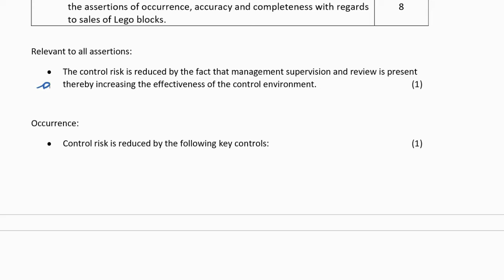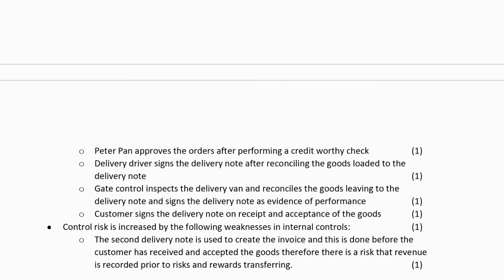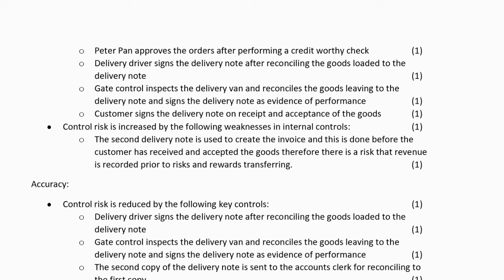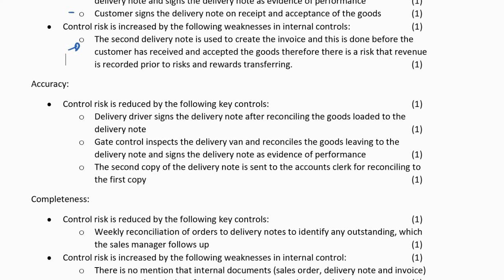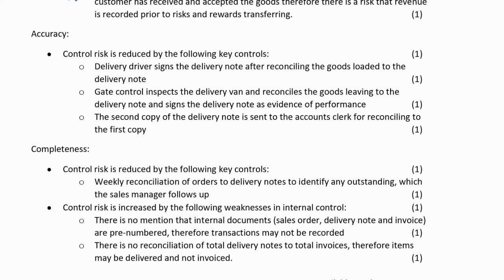In my solution, a few more I put under this. The fact that there is the segregation of duties. The fact that there is that recon by the sales manager. Otherwise, for occurrence, the following that reduce the risk: credit-worthy, delivery driver signing and checking, gate control signing and checking, customer signing and checking. But what weakens it is that the first or the second delivery note is used, and that's before the customer actually accepts the goods. For accuracy, they've gone and said, again, both of those two risks earlier, the reconciling, and then the second copy is reconciled to the first.